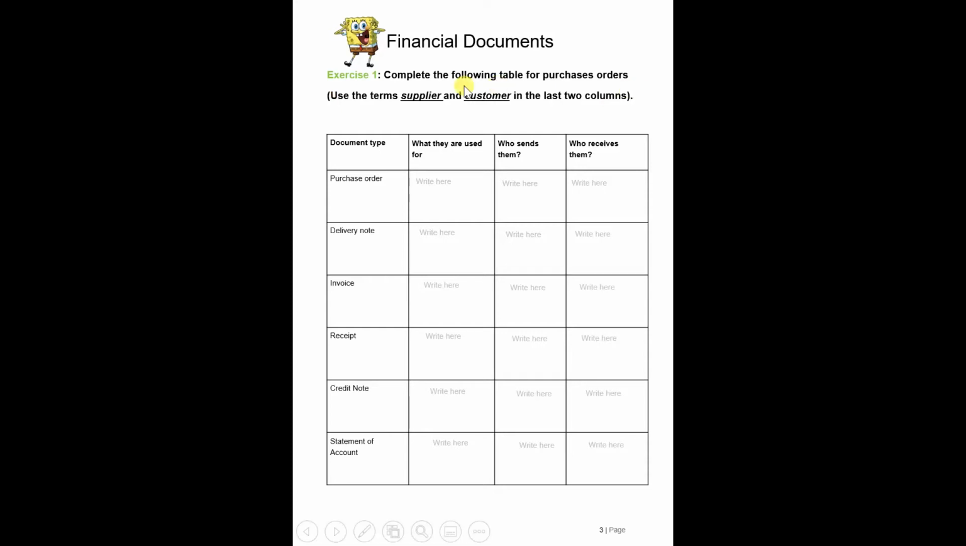You need to complete the following table about purchase orders. You need to have a look and find out what they're used for, who sends them and who receives them. The last two columns I'd like you to use the words supplier and customer only. So you've not got much to fill in. Off you go.